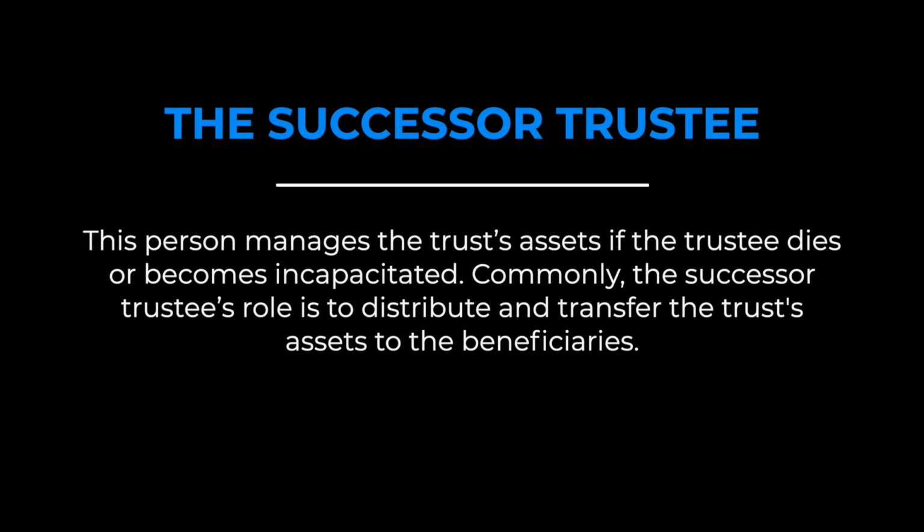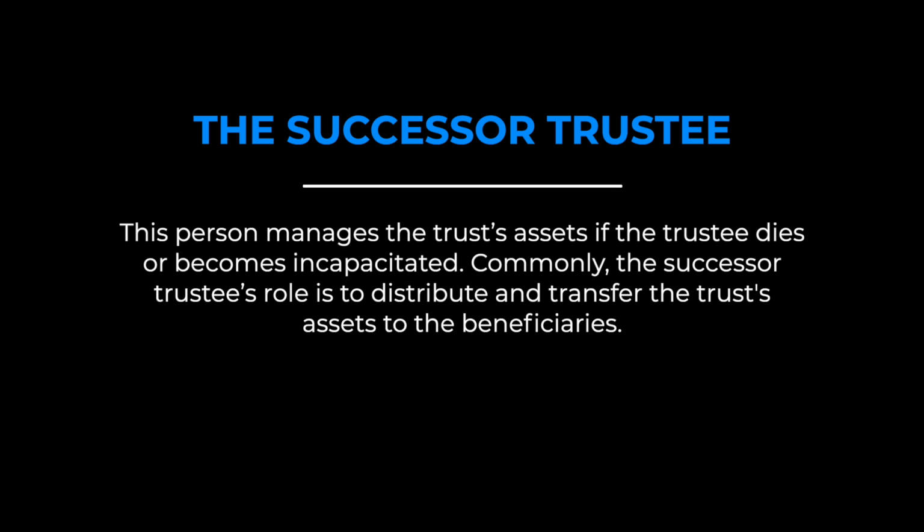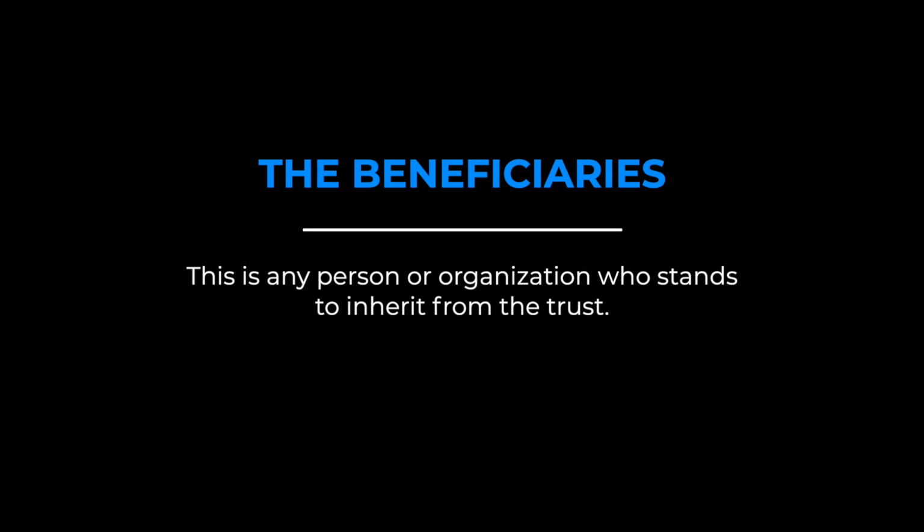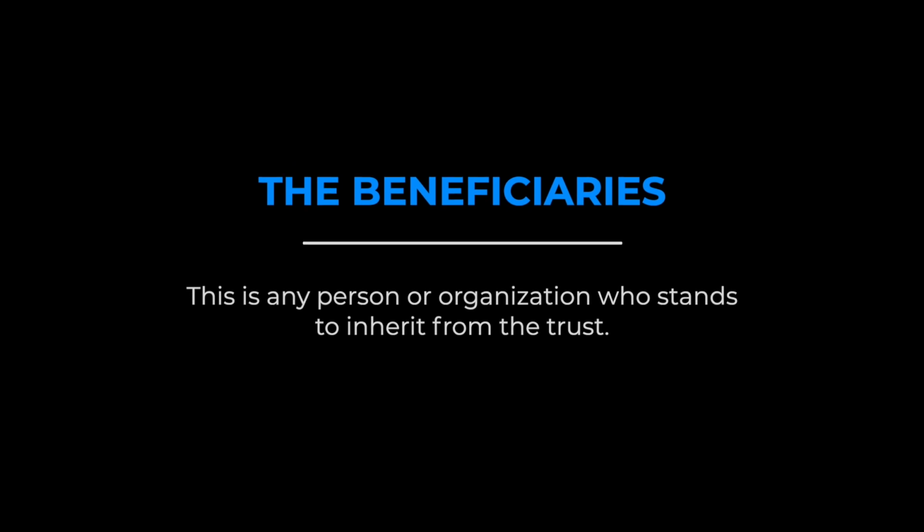Third, the successor trustee. This person manages the trust assets if the trustee dies or becomes incapacitated. Commonly, the successor trustee's role is to distribute and transfer the trust assets to the beneficiaries. Finally, the beneficiaries. This is any person or organization who stands to inherit from the trust.